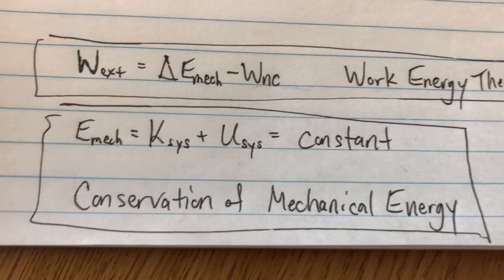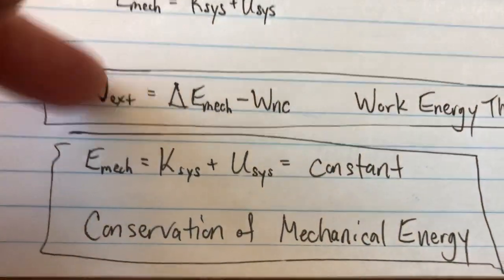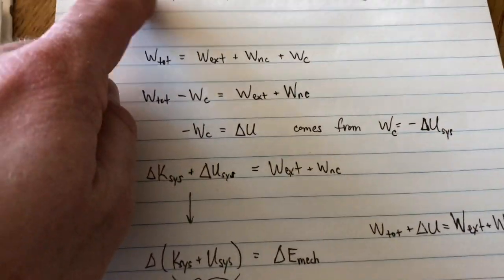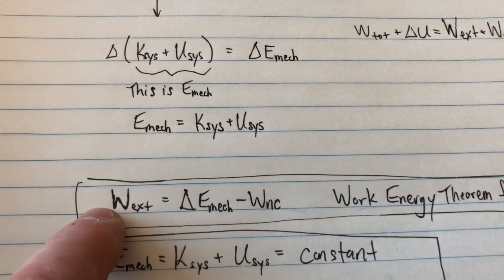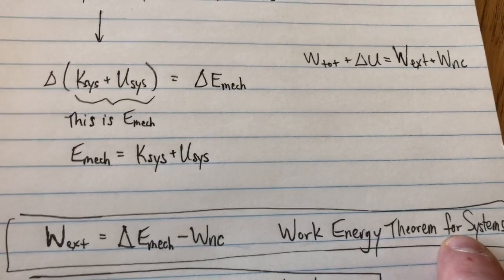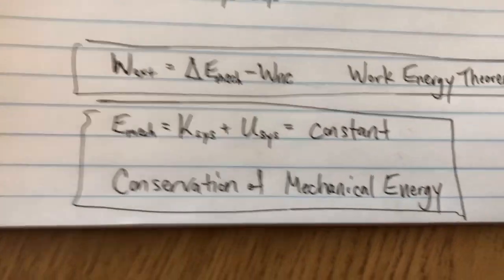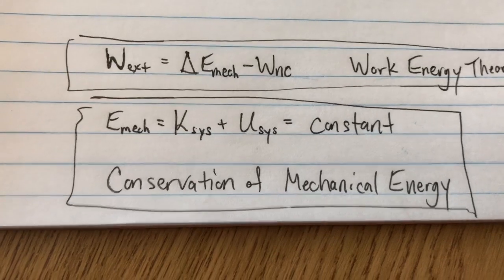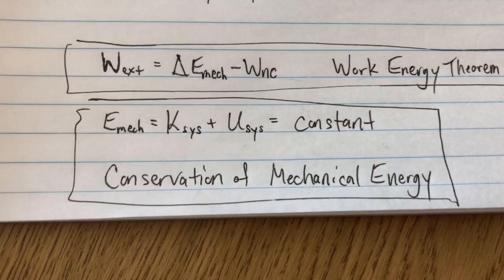Now, the form that I showed you, the work kinetic energy theorem, way up at the top, that was for a particle. This is the work energy theorem for systems. These are big picture ideas. This is a very specific idea, and it's very, very useful for solving problems, especially here on Earth.